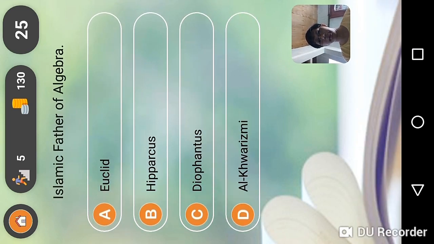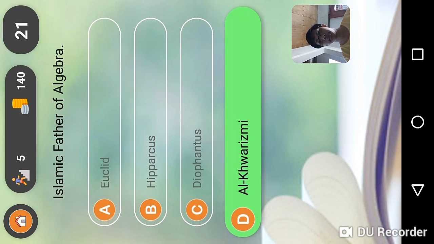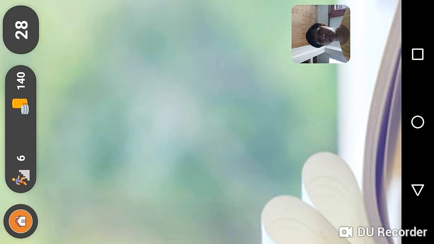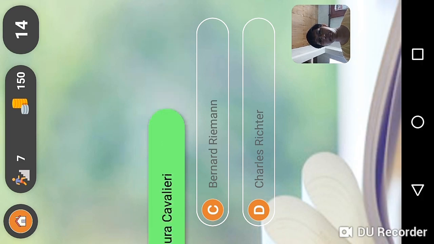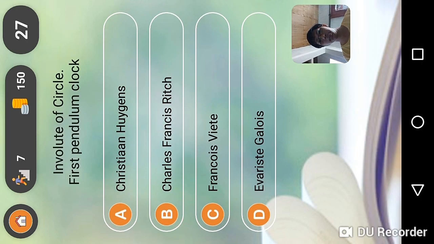Islamic father of algebra. Al-Khwarizmi. Method of indivisibles, geometria indivisibilibus, kay Bonaventura Cavalieri. Involute of circle, first pendulum clock, kay Christian Huygens.